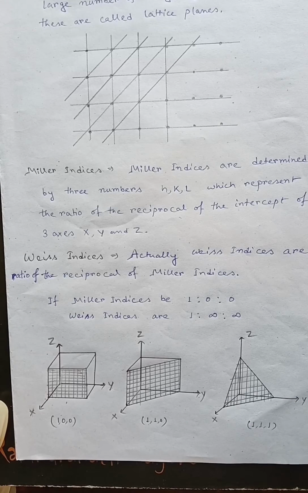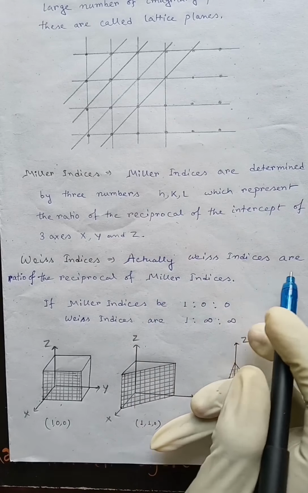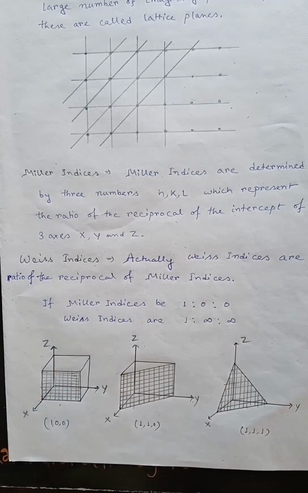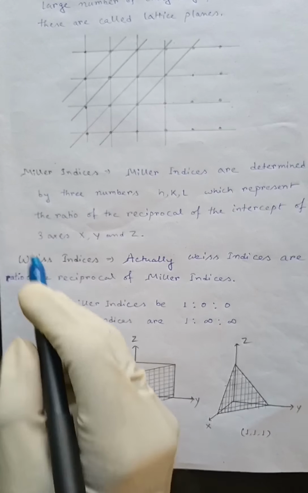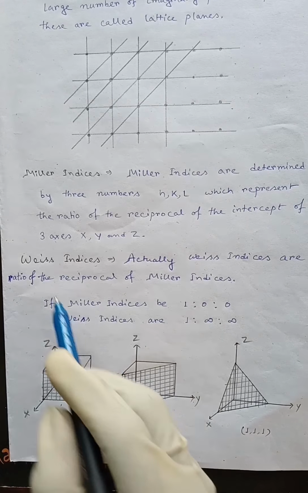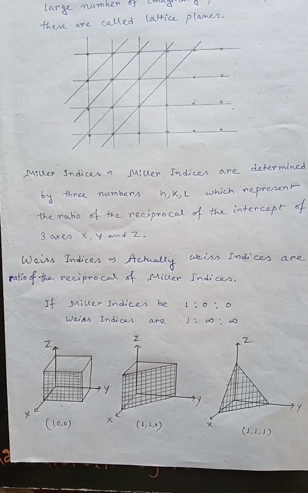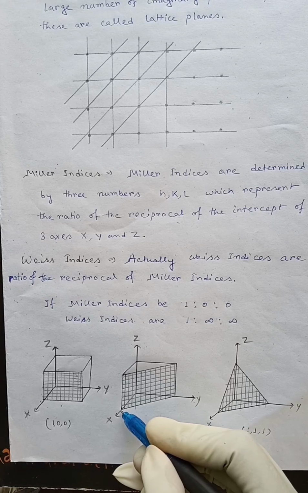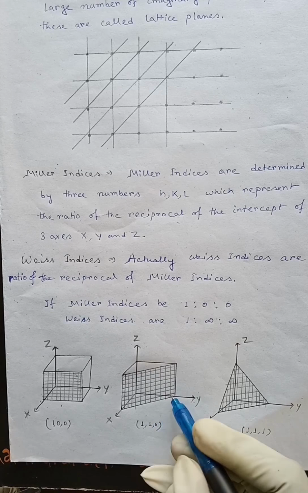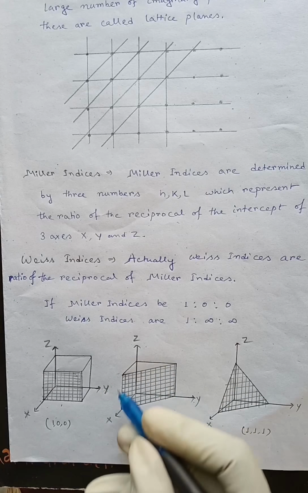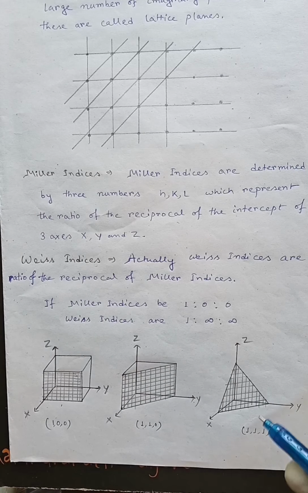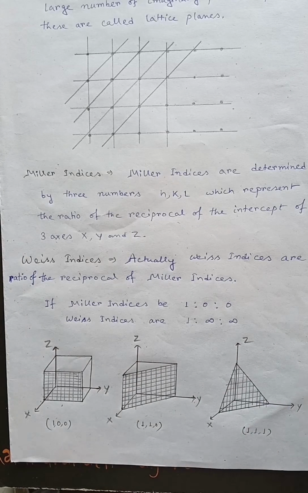Now what is Weiss indices? Actually, Weiss indices are ratio of the reciprocal of Miller indices. So Weiss indices and Miller indices, they are interlinked. If you just take the reciprocal of Weiss indices, you will get the Miller indices. This is my 100 plane of a cubic lattice. This is 110 because this plane cuts x-axis at x equal to 1 and y-axis at y equals to 1. But this plane doesn't cut the z-axis. This is the representation of 111 plane, where this plane cuts all the three axes at unity.